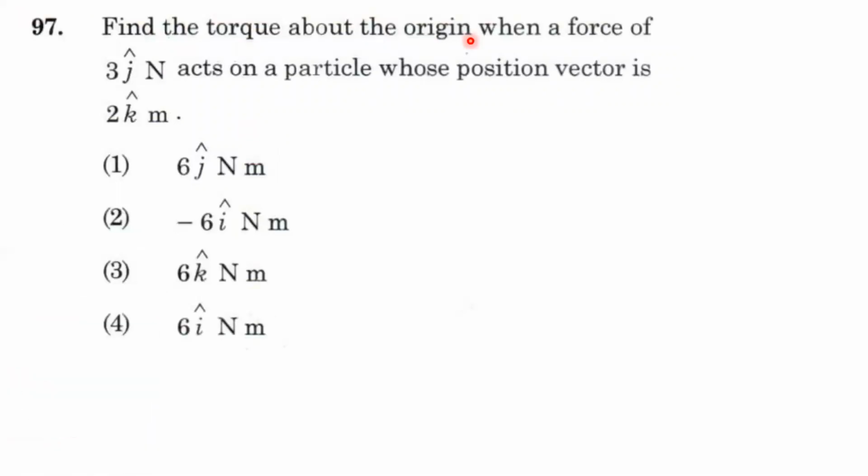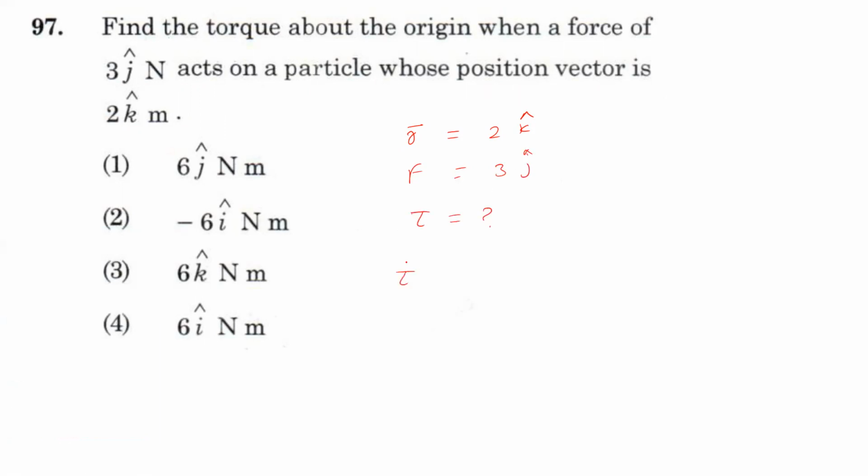Find the torque about the origin when a force of 3 j cap Newton acts on a particle whose position vector is 2k cap meter. What is given here? Position vector is 2k cap and force is 3 j cap. Now we have to find the torque.